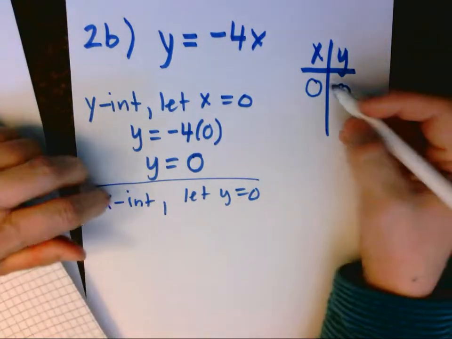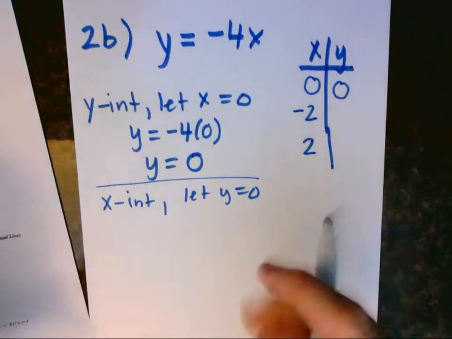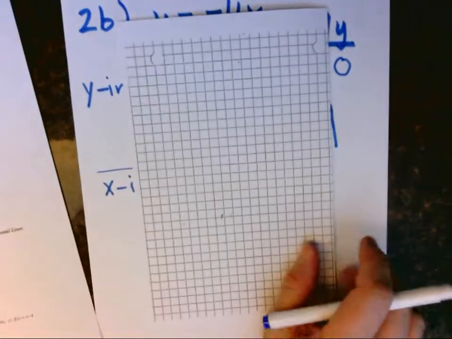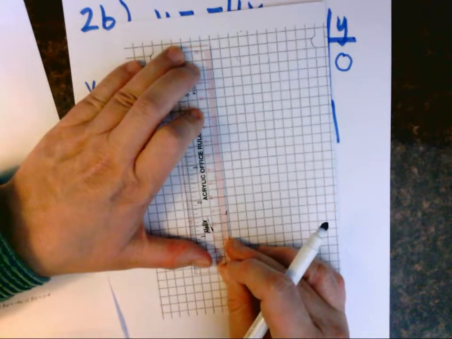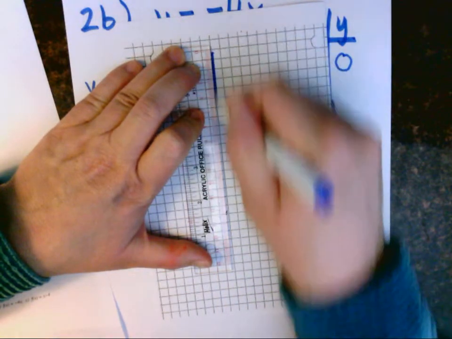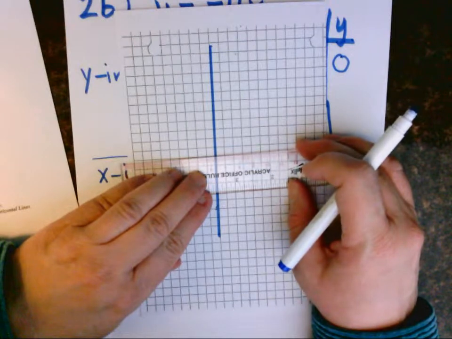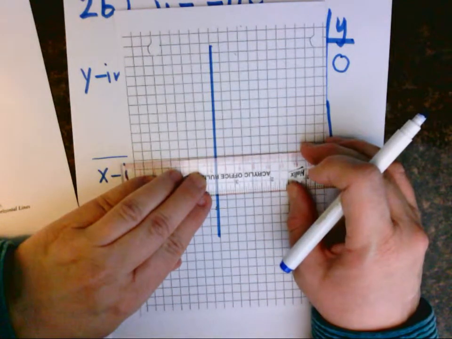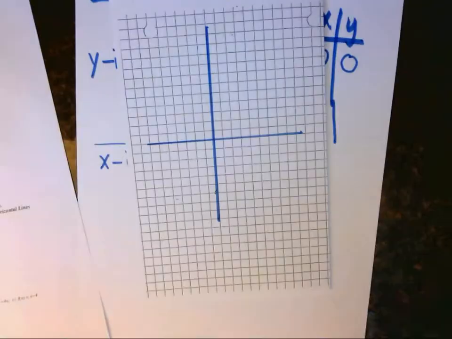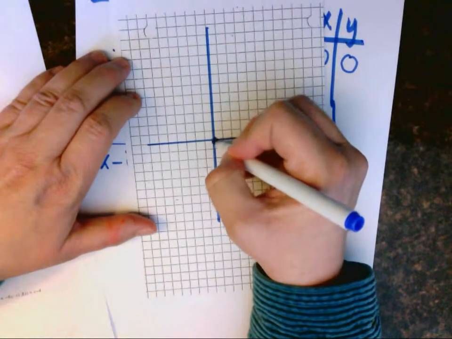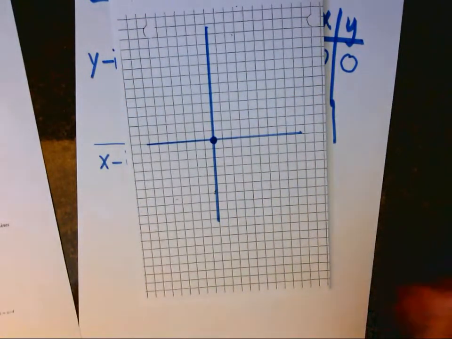I think I will let x be negative 2 and positive 2, because with only 1 point, we can't graph the line. Let's go ahead and get it started, and you'll see what I'm talking about. Okay, there's the y-axis. Here's the x-axis. And it intercepts the y-axis and the x-axis right there at the origin. Well, that doesn't give us enough to draw a line.